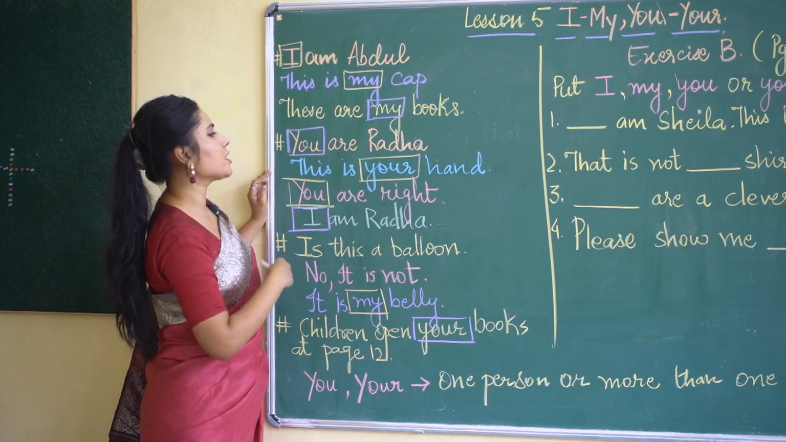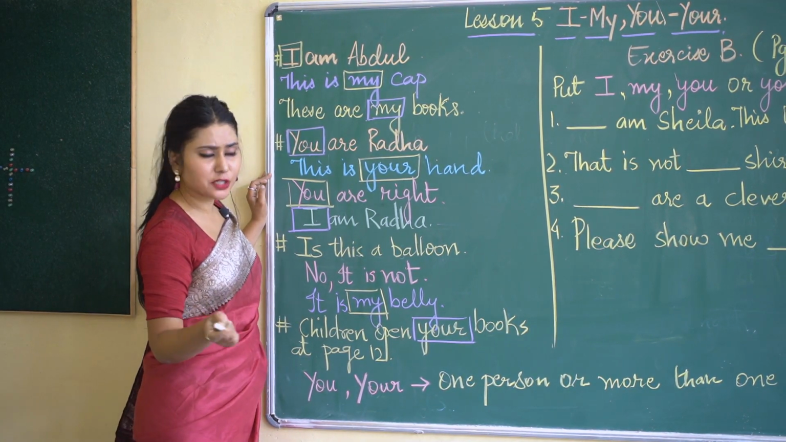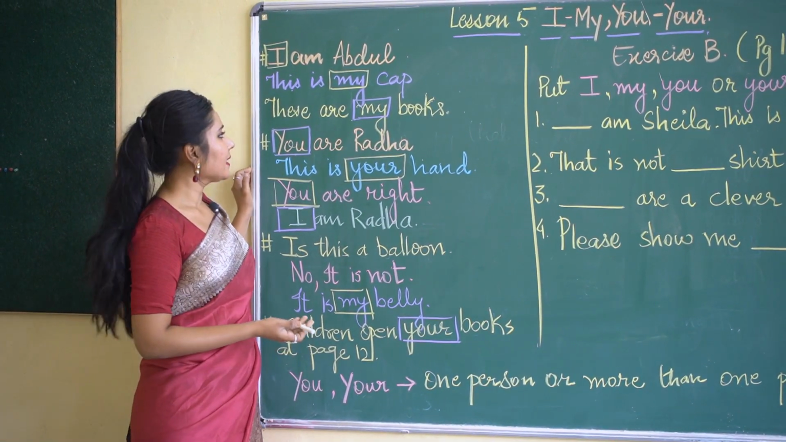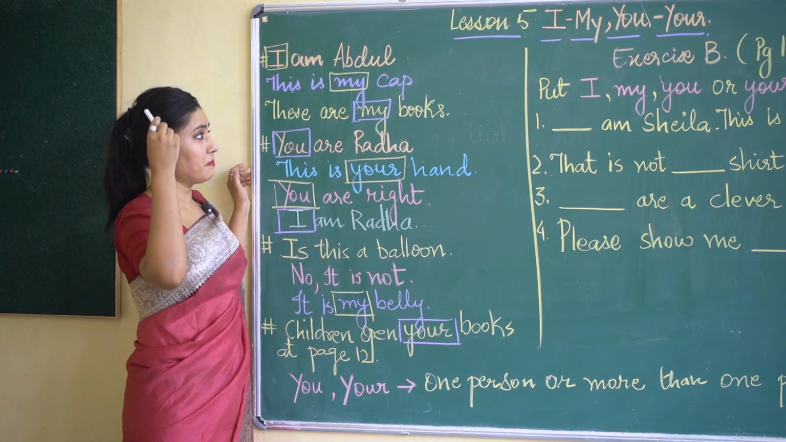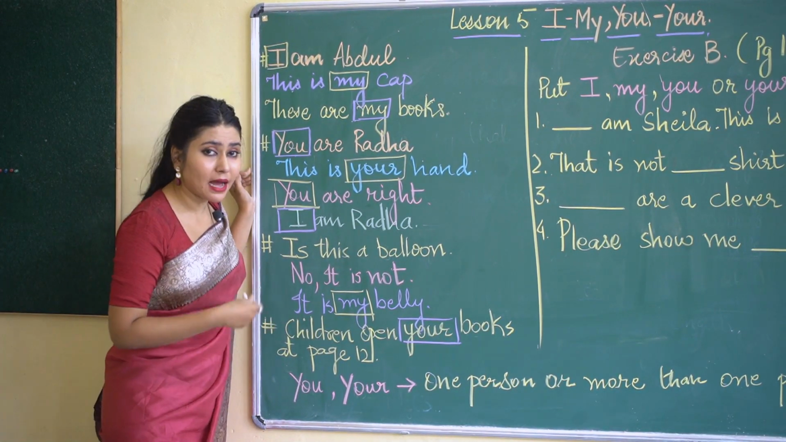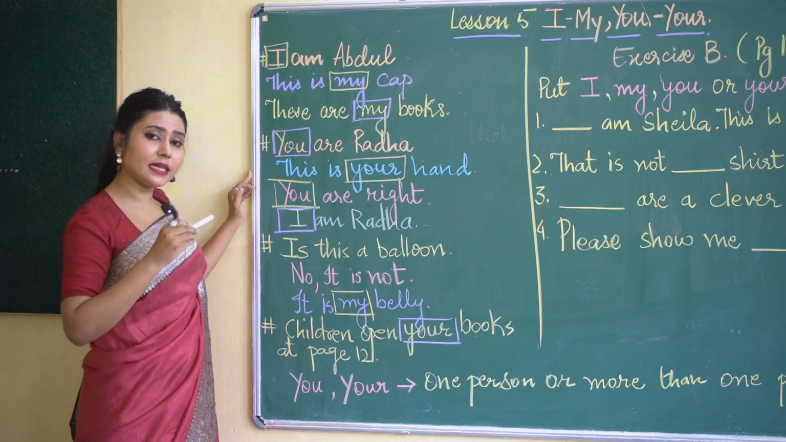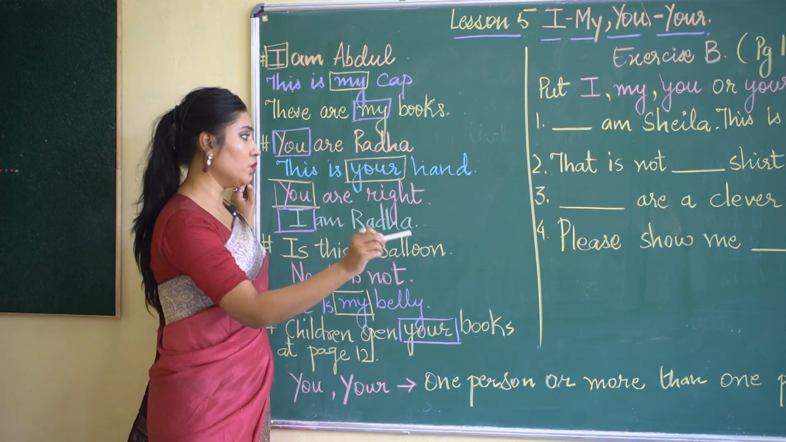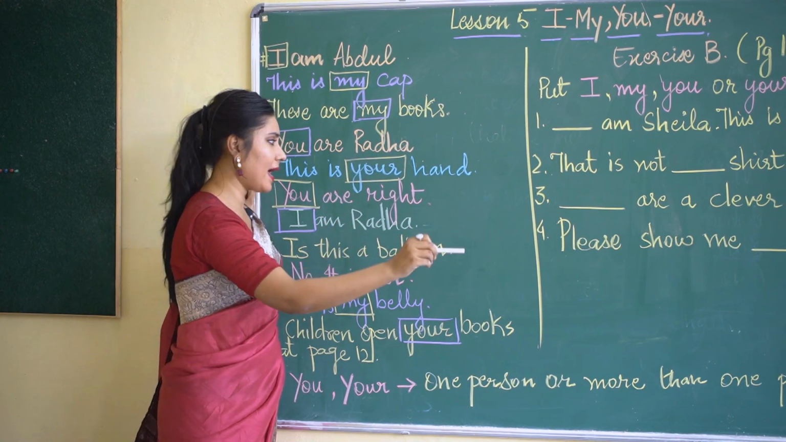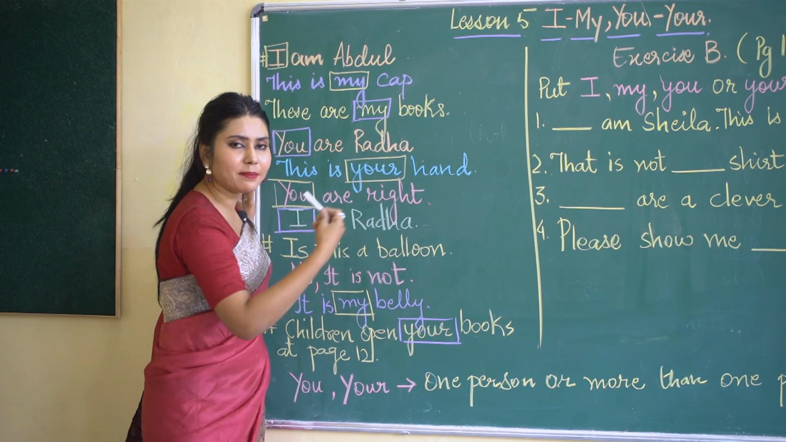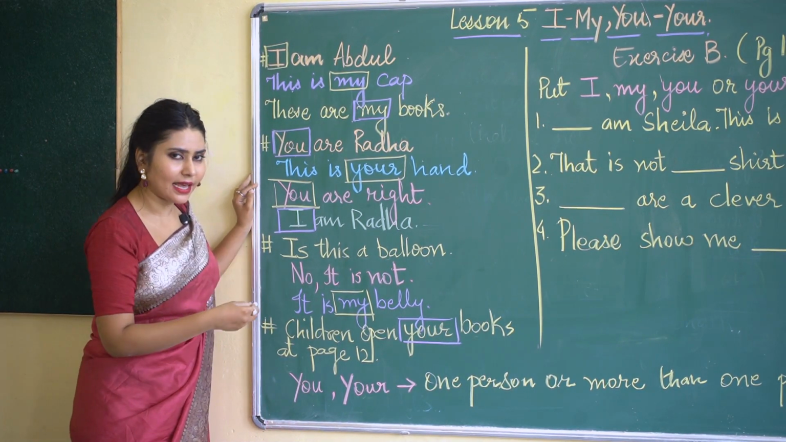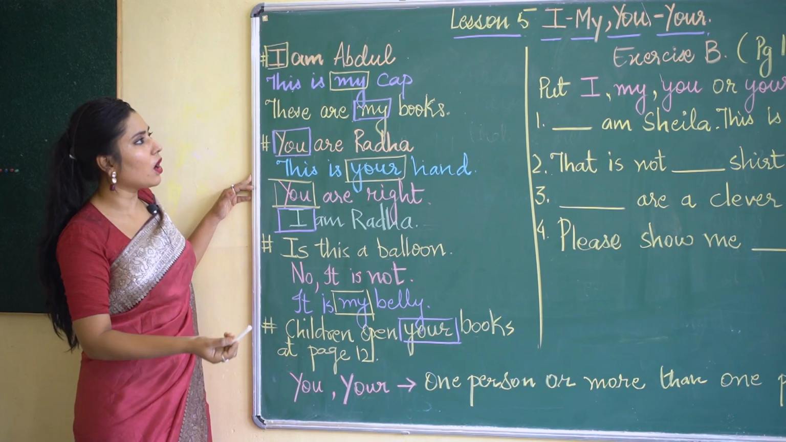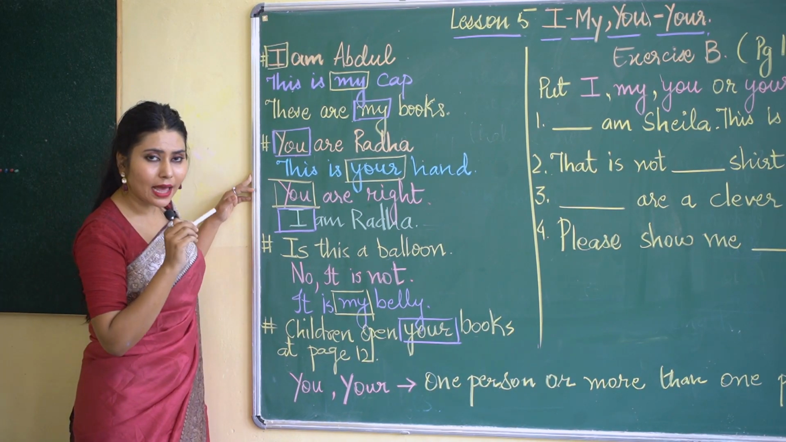The conversation in your book given beside the picture is all about them trying to introduce themselves: I am Abdul, this is my cap, these are my books, and that same person is trying to tell the other person standing beside that you are Radha, this is your hand. Then of course Radha is replying back to Abdul that you are right, I am Radha. So this conversation was all about I, my, you and your.